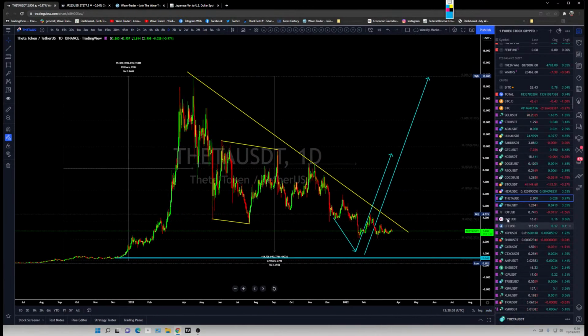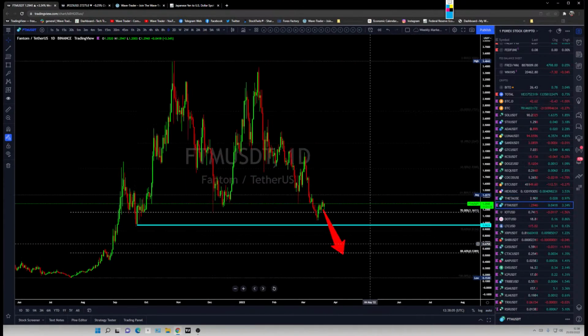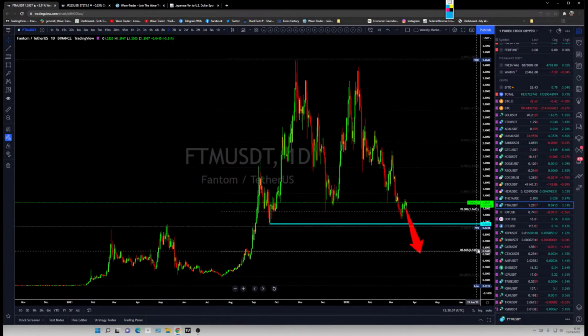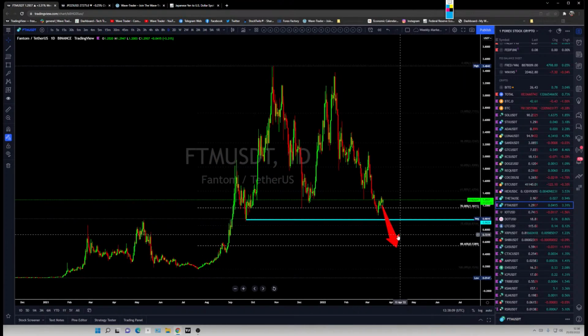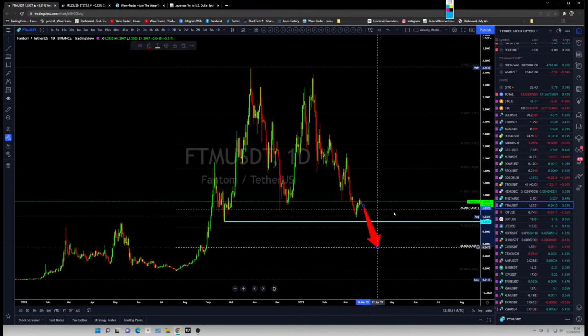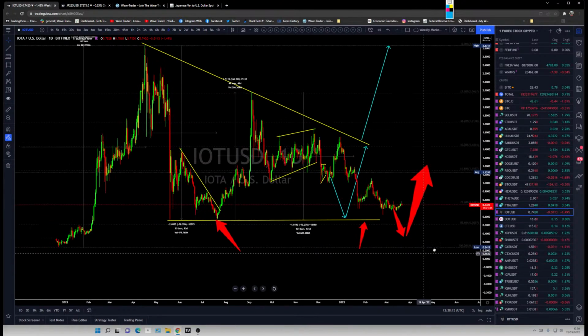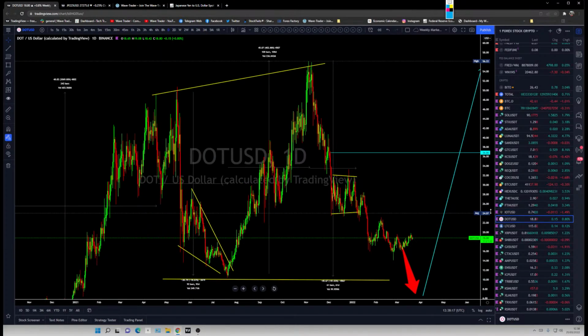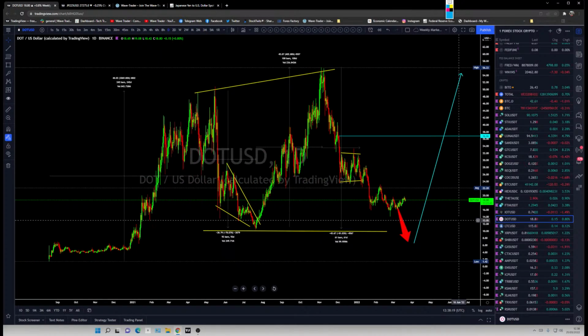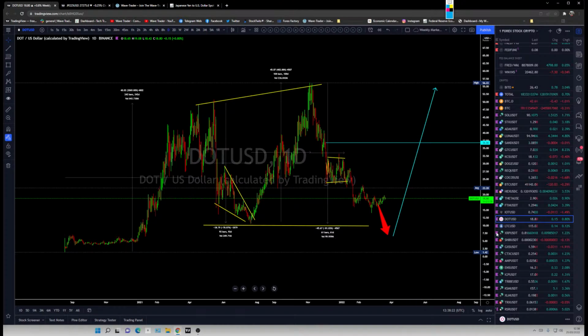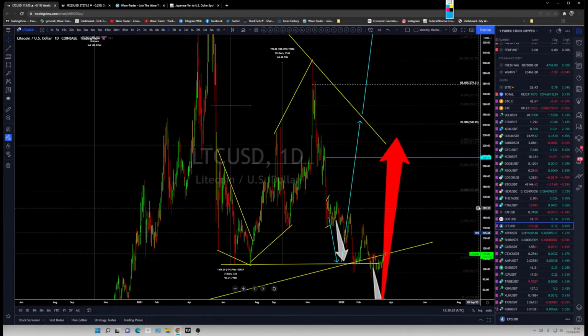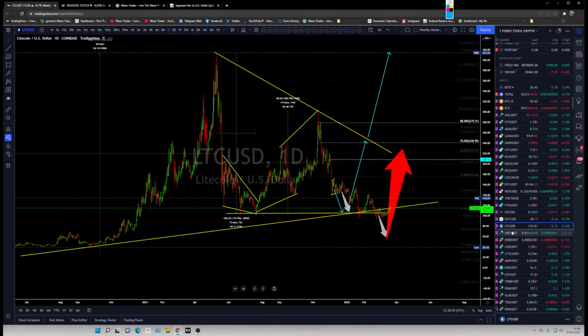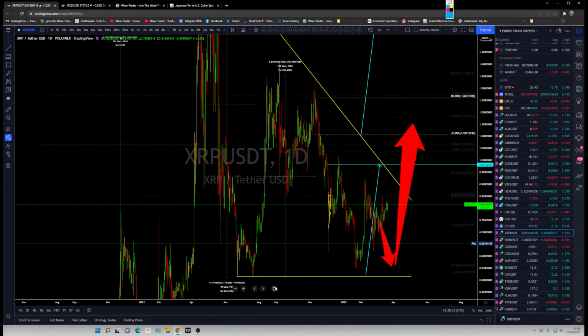Going back to the bottom, FTM will also continue to drag lower, going more downside. I don't see anything else happening. They're going to struggle more downside. OITA, more downside. DOT, more downside. They are struggling, trying to find their floor, but that can take, as I said, a lot of time, guys. The Fed balance sheet needs to come down first.